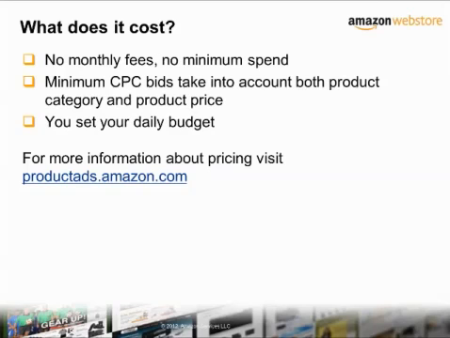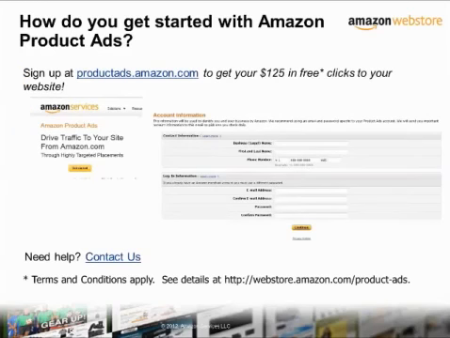So I'm sure you're wondering about the cost. There are no monthly fees, no minimum spend, no extra sales commissions paid to product ads. The minimum cost per click bid takes into account both product category and price. When you get the presentation, you'll see that there is a link to find further pricing detail by category and subcategory. You do control your costs by way of setting your daily budget.